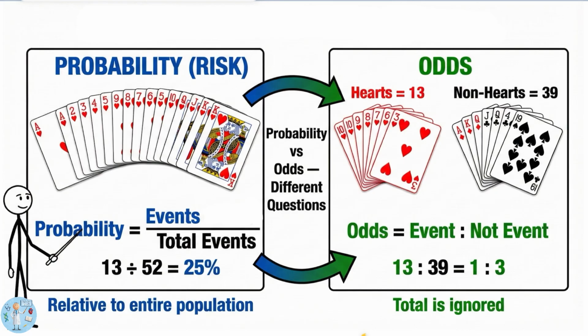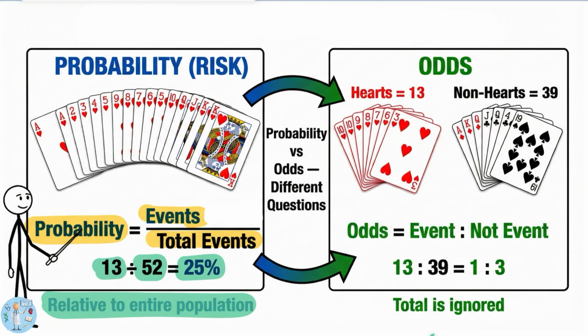Okay, so probability, or you can call it risk, is what you calculate when you want to know the chance of something happening out of the total. Out of everything possible. Exactly. The formula is simple: events divided by total events. So with a 52-card deck, the probability of drawing a heart is 13, that's our event, out of 52, the total. Which is 25%, a 25% risk. Right. It's relative to the entire population you're drawing from.